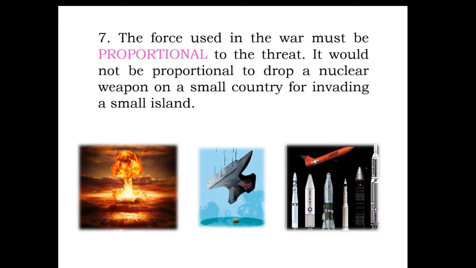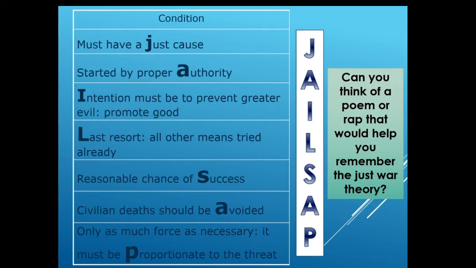There you go. We've got those 7 things of a just war theory. We've got JAIL SAP. That's how I remember it. Must have a just cause, proper authority, must have the right intention, last resort, L, chance of success, S, must avoid civilian casualties, A, and be proportionate, P. Oh, I did that without even looking at the PowerPoint on my other screen. It's clever, isn't it? Because I remembered it.